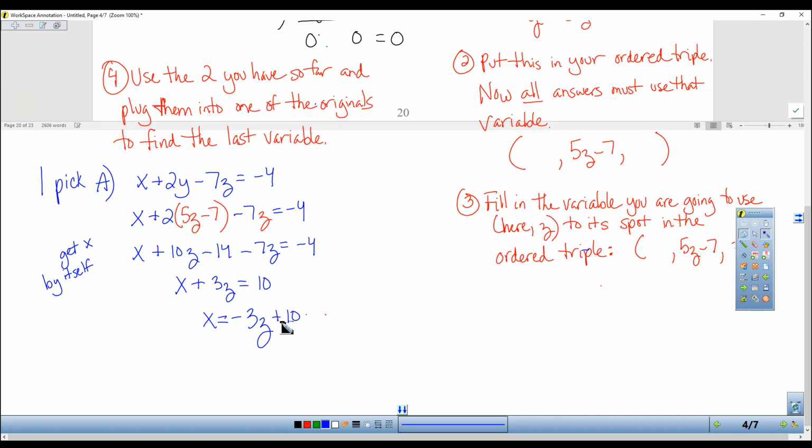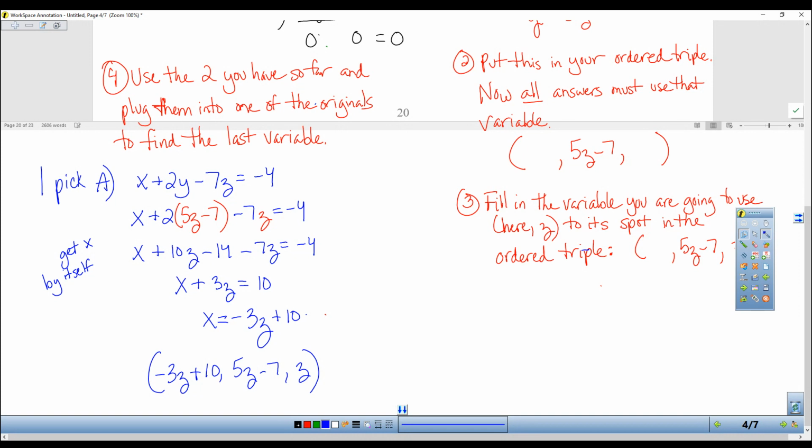That is the last variable. Remember, it has to be in terms of z. Once you do that step 1, you've got to stick with that variable. So x is minus 3z plus 10, y is 5z minus 7, and z gets to be z. Okay, from step 3, fill in the variable you are going to use, which in our case was z, and just put it in its spot. It's the easy step.